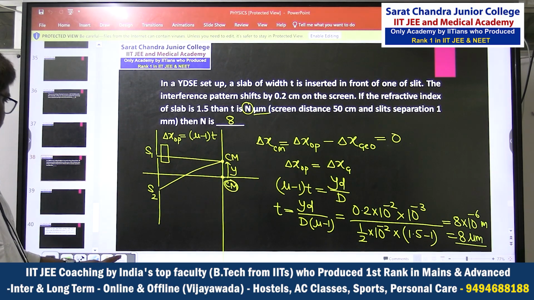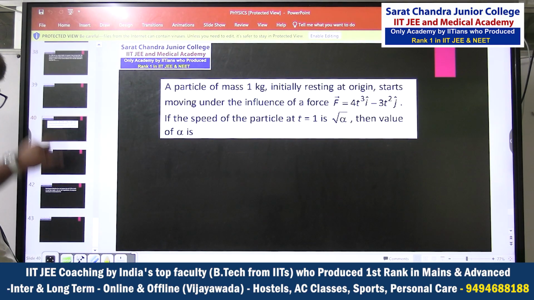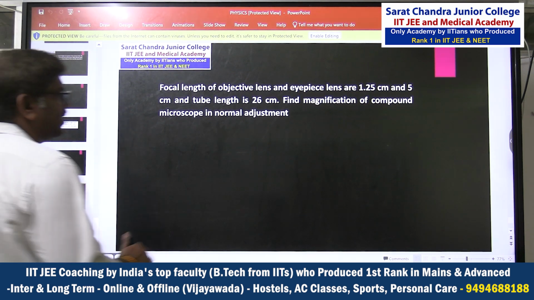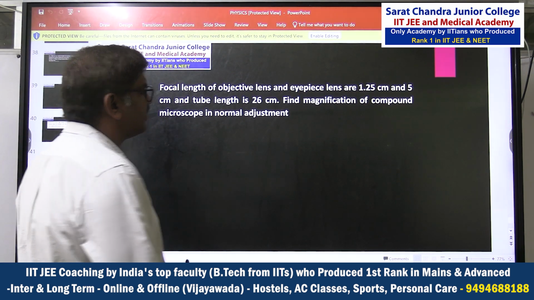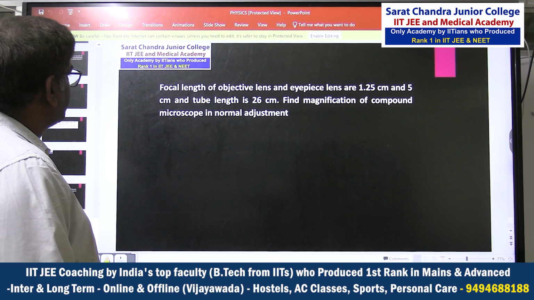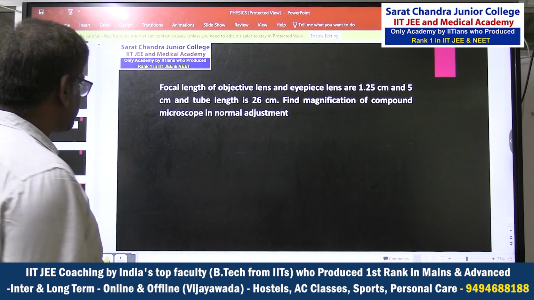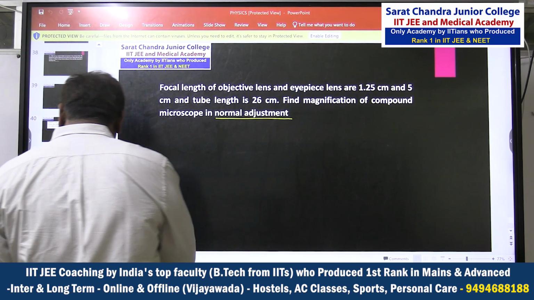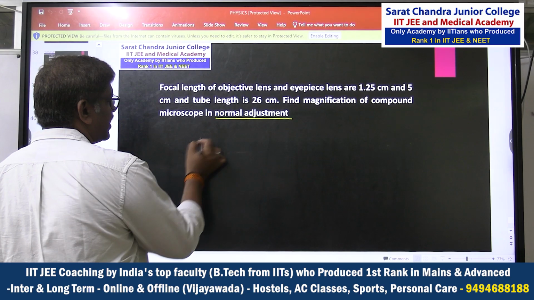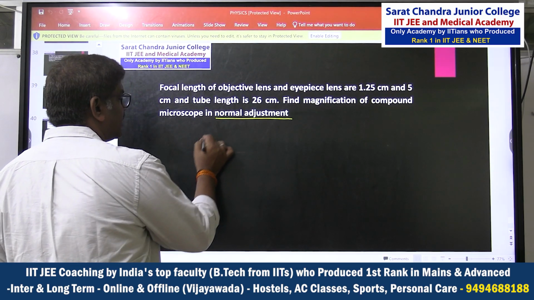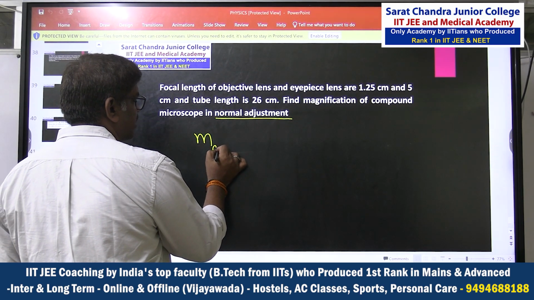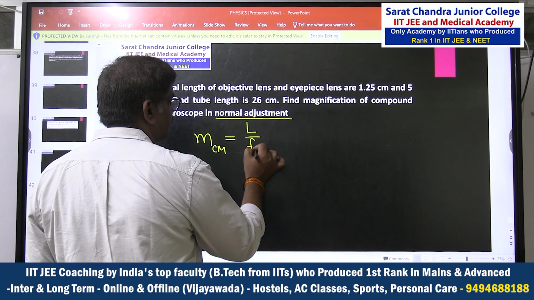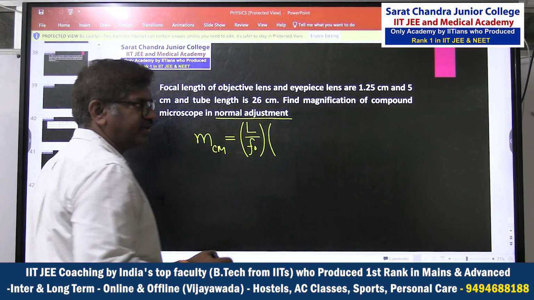Okay, let's move to the next one. Okay, from optics, optical instruments. The focal length of the objective lens and eyepiece are given, and the tube length is given. So for the magnification of a compound microscope for normal adjustment, it is directly formula based from NCERT. The magnification in case of a compound microscope for normal adjustment is given as tube length divided by f_o. Okay, direct definition given in NCERT.